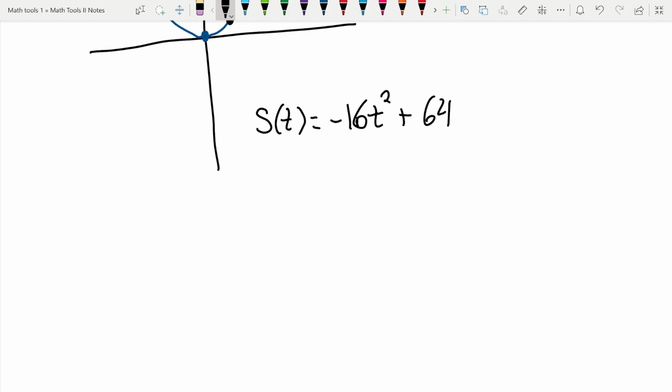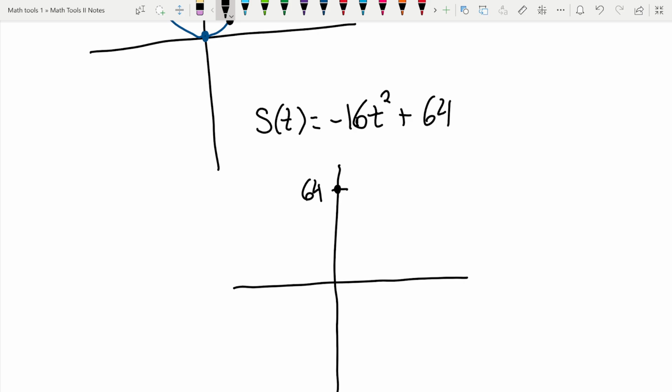I won't write out the whole problem because we're not really looking at solving the problem yet, but the problem basically says that a rock is dropped from a window at a height of 64 feet. It's determined that its height above the ground t seconds later is given by this formula. We won't look at exactly what the graph of this function would be, but we can imagine what it would be, right?